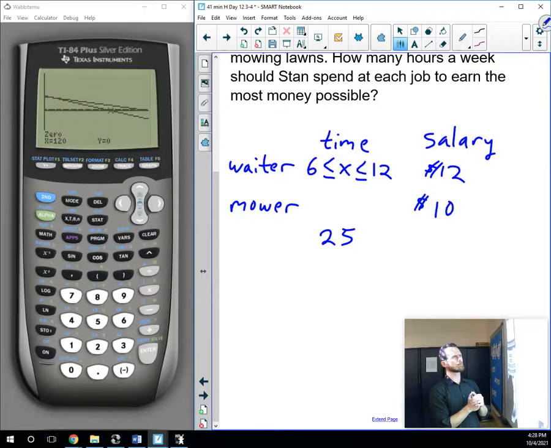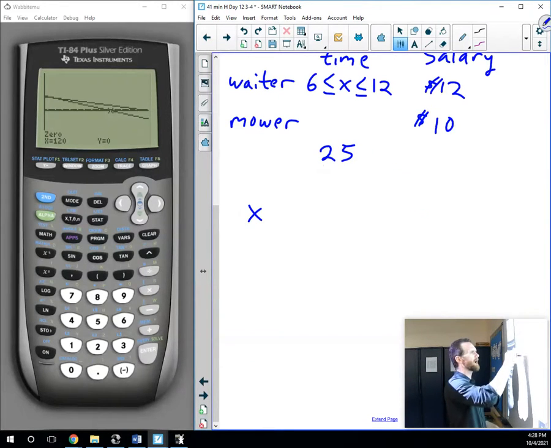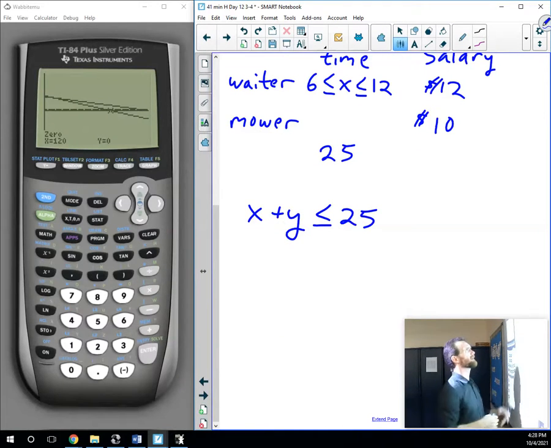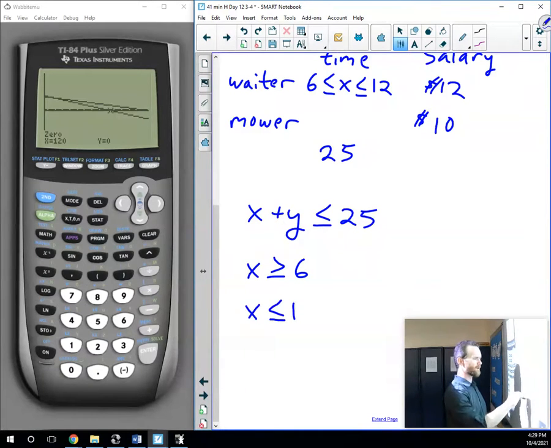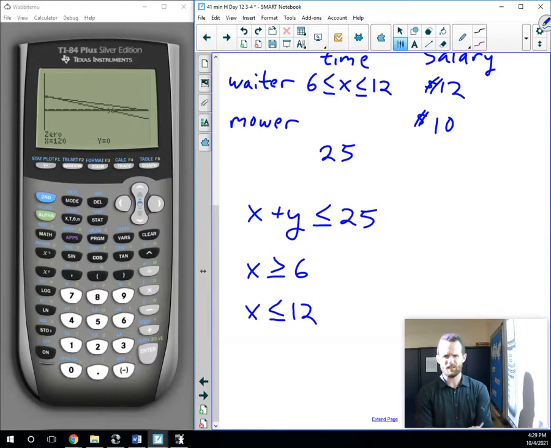All right. Well, we know the maximum amount of time is 25, so we can do x plus y must be less than or equal to 25 because we added the amount of time waiting tables plus the amount of time mowing lawns. That's got to be less than or equal to 25. And it's saying if he's waiting tables, it has to be between 6 and 12. So I'm going to write that like this. So x has to be greater than or equal to 6, and it has to be less than or equal to 12. So these constraints look a little bit different than we're used to.